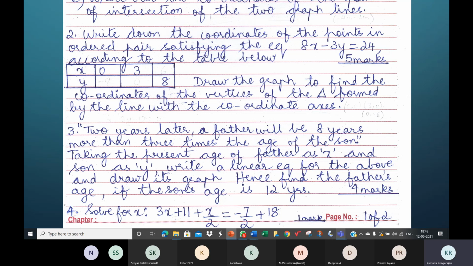Pranav has shared the second answer with me. Let's discuss the second answer, children. What is the value of y when x is 0? For the second one? Yeah. Ma'am, minus 8. Okay, what's the value of y when x is 3? 0, ma'am. And the value of x when y is 8? 6, ma'am.